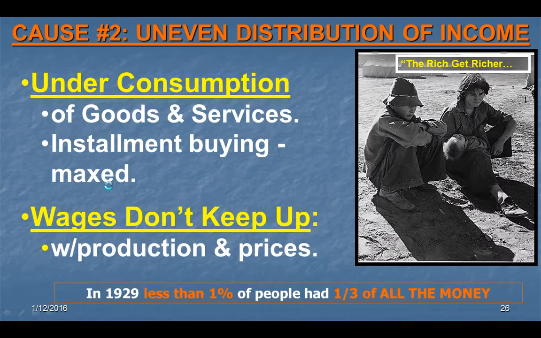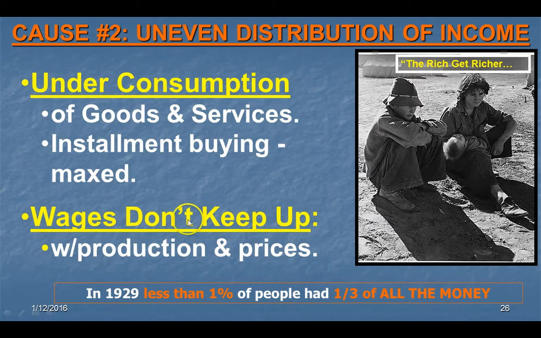The second cause is uneven distribution of income. We have underconsumption of goods. We were in a consumer economy in the 1920s, but pretty soon people max out the installment buying. That is what you're going to want to maybe jot down here, it kills off people's eventual ability to pay back. And they were encouraged and promoted, buy more, buy more, buy more, but wages don't keep up, and pretty soon purchasing stops.